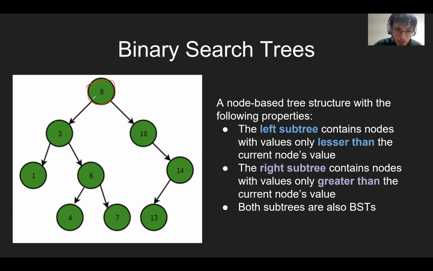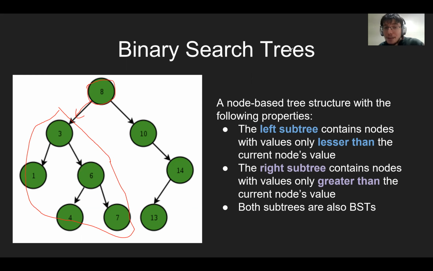And these properties are that anything to the left of 8 is going to be smaller than 8. So in this case, we see that that's true, right? Every single one of these nodes is smaller than 8. And then we expect the same thing of 3. Anything to the left of 3 is smaller than 3. That's true. Anything to the left of 6 is smaller than 6. Anything to the left of 10 is smaller than 10. Anything to the left of 14 is smaller than 14.